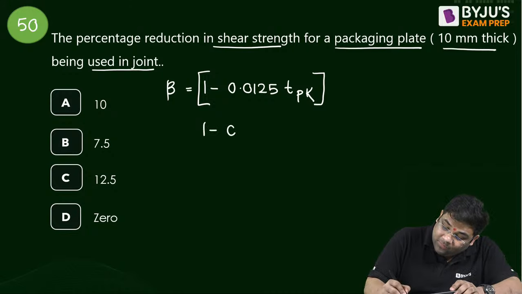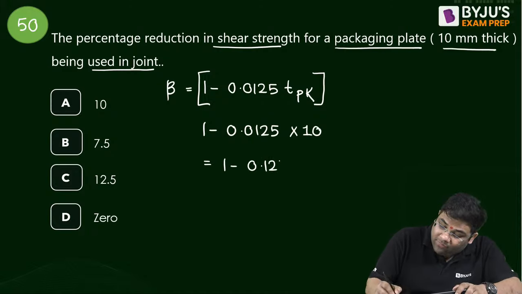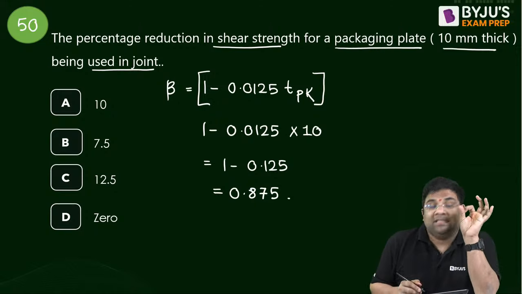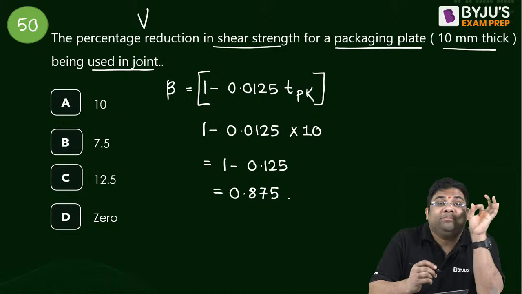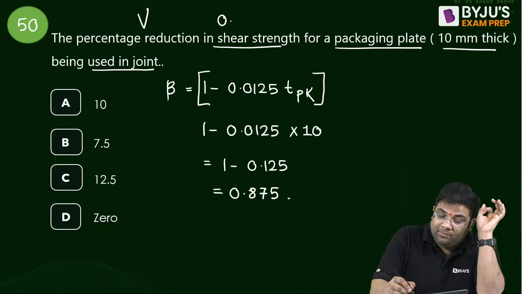So 1 minus 0.0125. Now the thickness of the plate is how much? It is given as 10 mm. I use it in mm. So I am getting 1 minus 0.125, that is equal to 0.875. So the factor is 0.875. That means if the shear strength is V, now it will change to what? 0.875 V. This is the reduction factor which we use.